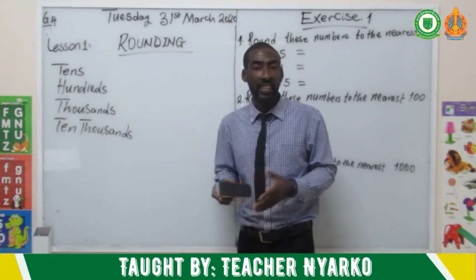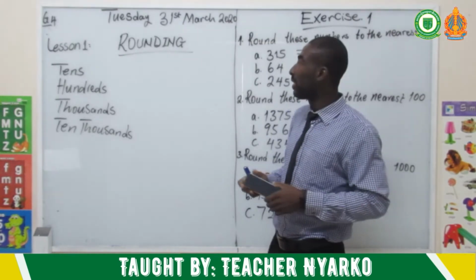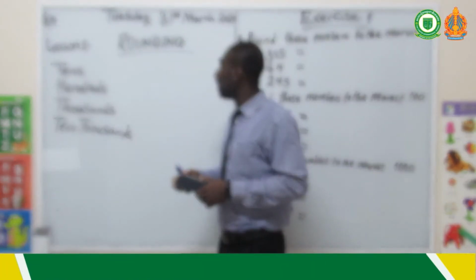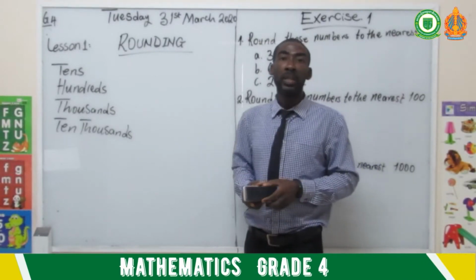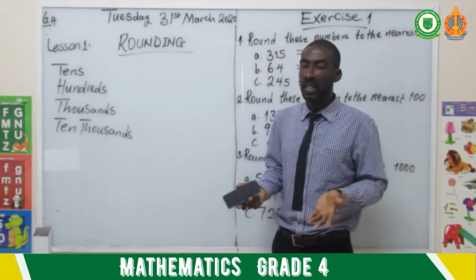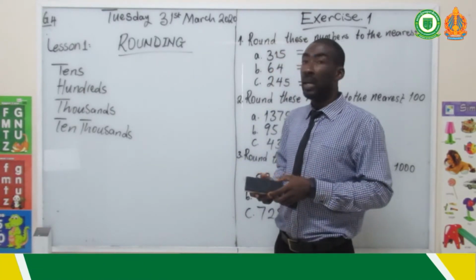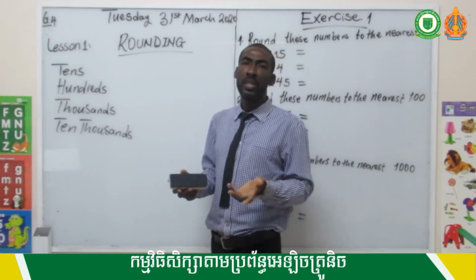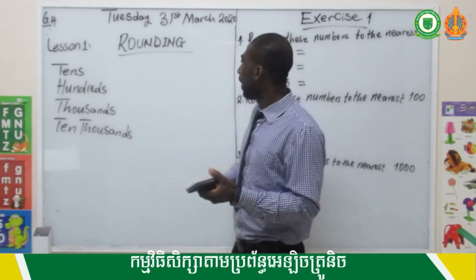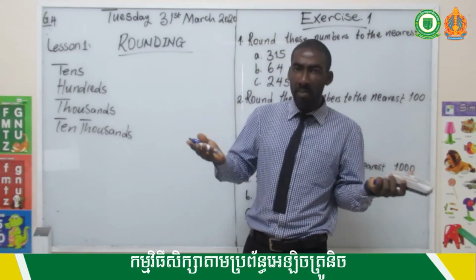Looking at rounding as our first video for online studies. Rounding means that there is a particular figure that you have and you want to make it an estimate of it. It's actually not wrong, it's actually not right. For example, they ask you, how many people did you see in the market? You cannot actually give a correct figure, so you have to give an estimate.